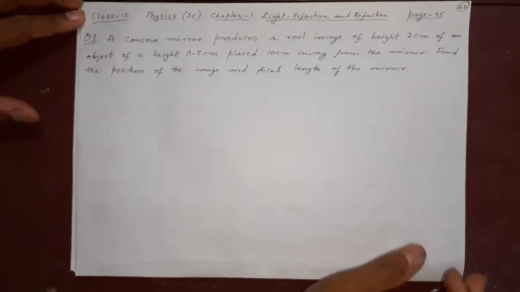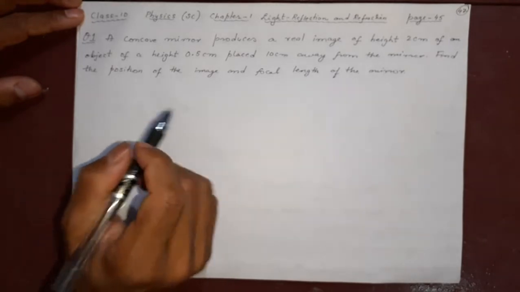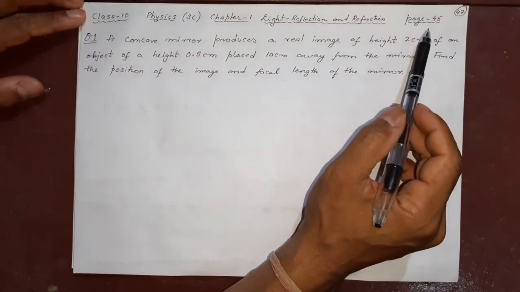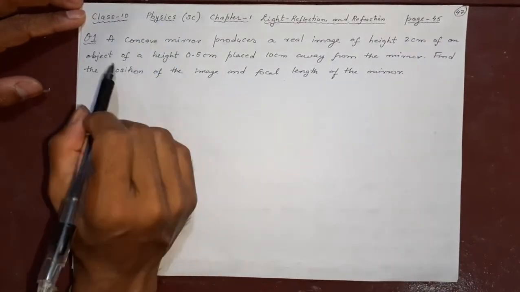Today we are doing class 10 physics chapter 1. We have finished all the theory parts and some numericals also, and now we are going to do the textbook numerical questions. In the textbook numerical questions, you will go to page number 45 of your textbook, and the first question is like this.